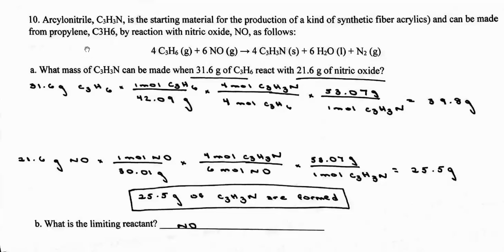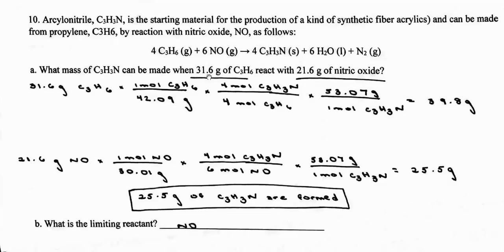So this problem is a limiting reactant problem, and the way you know that is because I give you two different quantities for your reactants. I give you 31.6 grams of C3H6 and 21.6 grams of nitric oxide. And so what you're going to need to do is see how many grams of product each of these will make. And remember, the product you're looking for, it asks for the mass of C3H3N. So this is what you're going to be solving for.